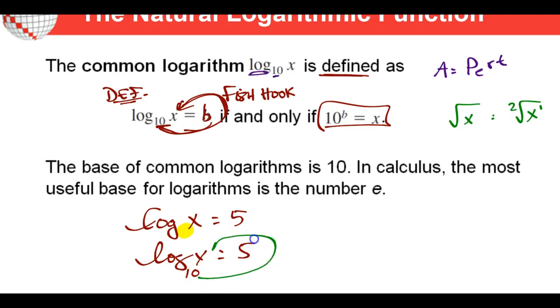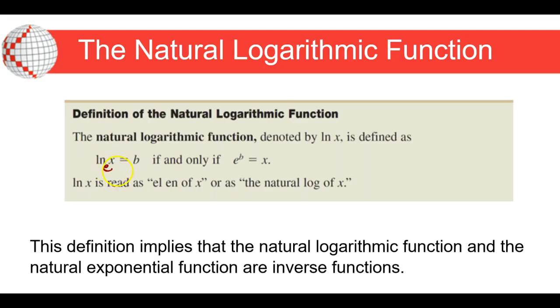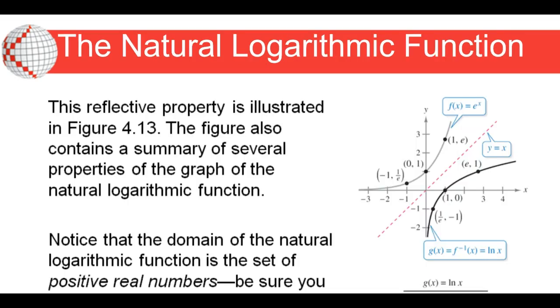So this is really 10 to the 5th is the answer for x. In other words, you could take out your calculator and do the log of 10 to the 5th, and you should get 5. So natural logs have base e, so e to the b equals x is the definition for natural logs.